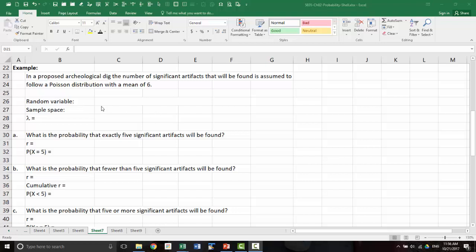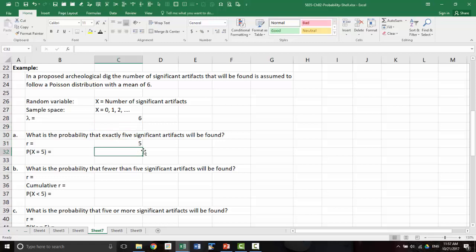Okay. So the random variable here is the number of significant artifacts. Now the sample space is, of course, you start with 0 because you may not find anything at all. So the smallest value is 0, then 1, and then 2, and on and on. Countable infinity. Lambda is known to be 6. Now what is the probability that exactly 5 significant artifacts will be found?